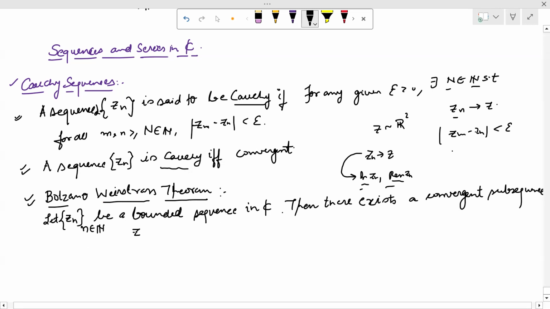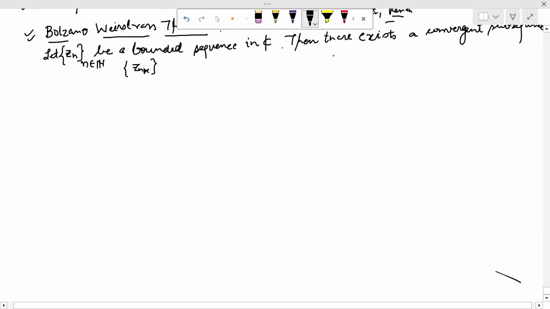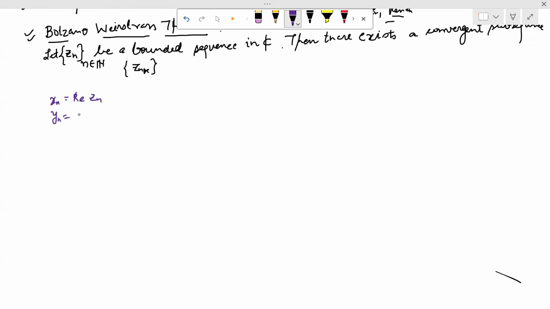You might have already studied it in your real analysis. I'm not going to elaborate much on it, but a little bit of understanding will help. So let me just elaborate a little bit, not a complete proof, but a sketch of the proof. So you already know that if Zn is a sequence, then let me write that the real part of Zn be described by some sequence xn and yn be equal to the imaginary part of Zn. If Zn is bounded, both the real as well as the imaginary part are bounded. It implies that xn and yn are also bounded sequences in R.